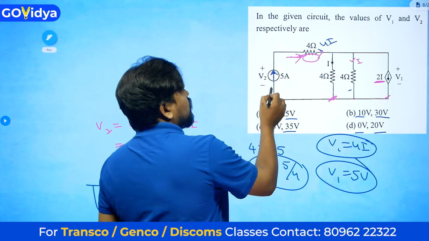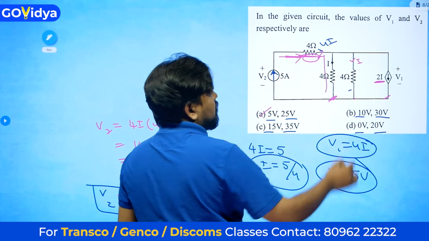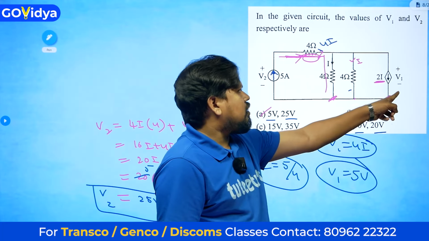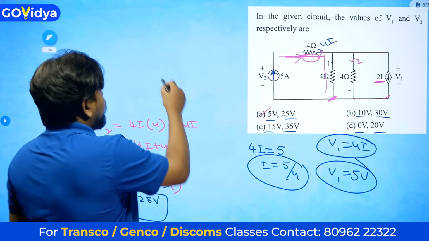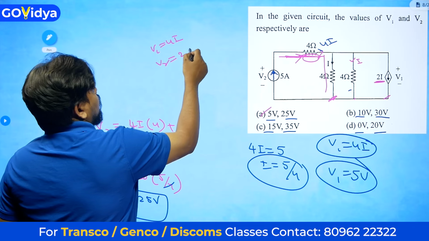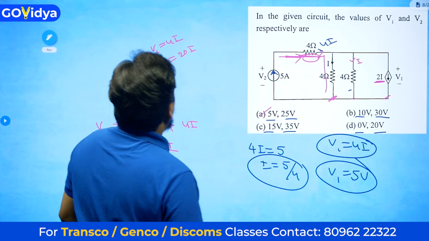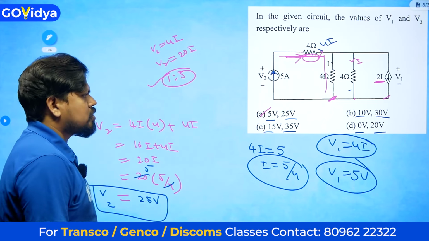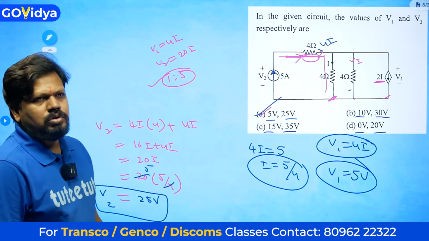So here V2 is 16I plus 16I plus 4I, 20I it is. Similarly here V1 is already 4I. So V1 equals 4I and V2 equals 20I. We only need the ratio, so directly we get 1 to 5 as the ratio. So V1 to V2 equals 1 to 5, and this is the answer for this question.